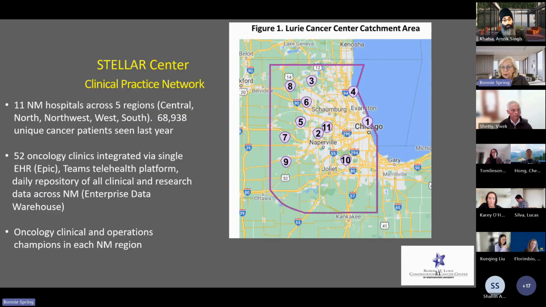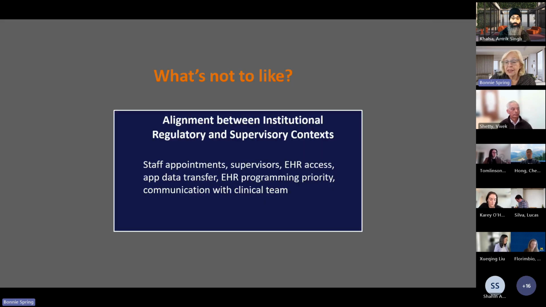What are we doing? These are the 11 hospitals where this is being rolled out. They're all integrated by a single electronic health record. So we search the data warehouse to find our folks and we approach them. It gives us equity. We're not sort of having biased referral. But you see these issues about staff appointments, about who's going to supervise, who has EHR access. These are tricky issues.